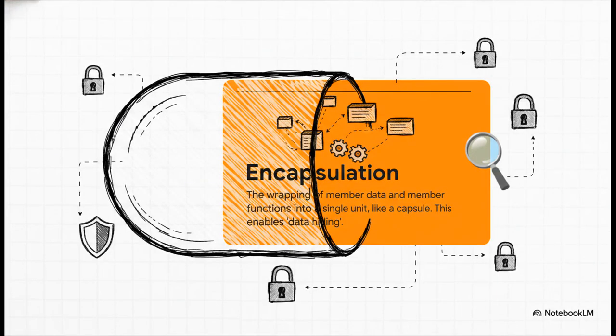Our second pillar is encapsulation. The name gives it away, really. It's like taking your data and the functions that can change that data and sealing them together inside a protective capsule. This is the secret sauce for security in OOP. It's a concept called data hiding, and it's basically why one app on your phone can't just reach in and steal data from another one.